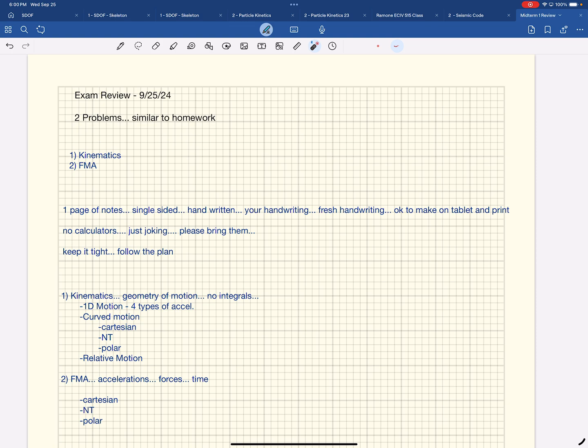The 2 types of problems they're going to be is one kinematics problem, so the geometry of motion, right? And we'll go briefly over that in a second. And then one force equals mass times acceleration. You get 1 page of notes, single-sided, handwritten, your handwriting, fresh handwriting, okay to make it on a tablet and then print it. And I have to put all those words in there because what I've run into in the past is people just take the notes from their tablet and squish them down and put them in, because you could do that really easy. You can copy it and scale it and put all of the notes in there.